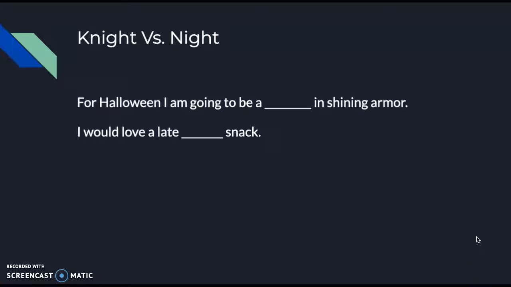And lastly, knight versus knight. For Halloween, I'm going to be a knight in shining armor. I would love a late night snack. Let's see which knight. One of these knights is the kind that protects people, and the other is the kind that comes after each day. So let's see which one we use in each sentence.